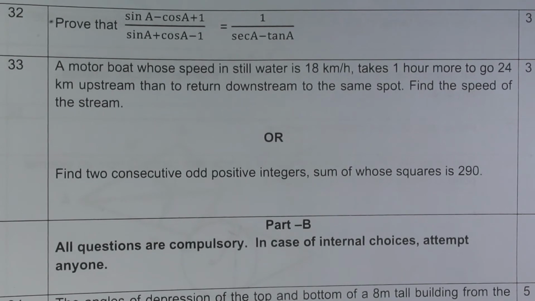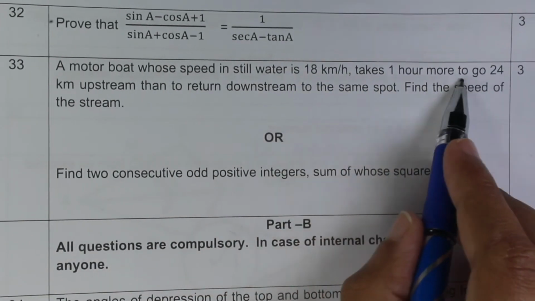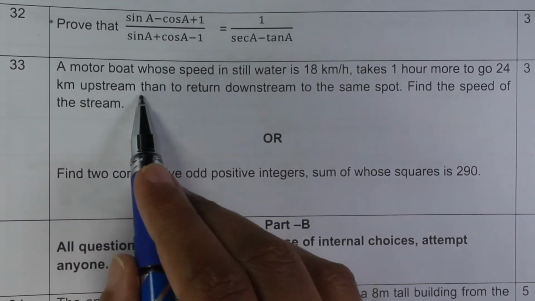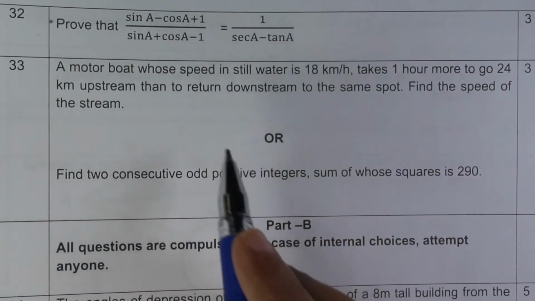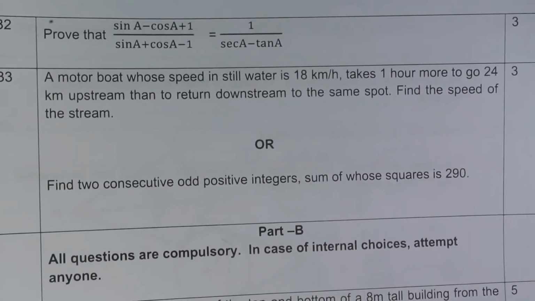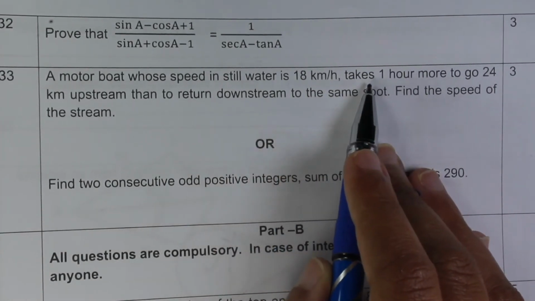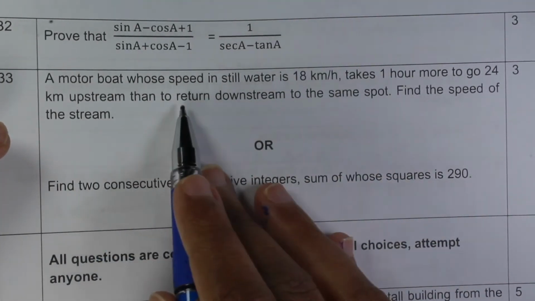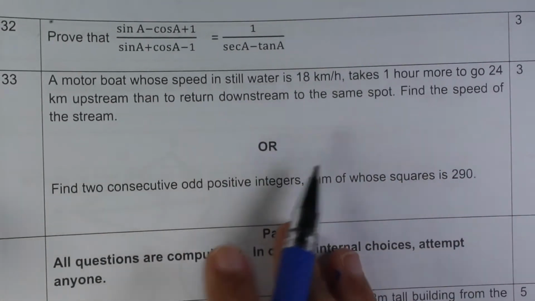A motor boat whose speed in still water is 18 km per hour takes 1 hour more to go 24 km upstream, than to return downstream to the same spot. Find the speed of the stream. So he has given that a motor boat speed in still water is 18 km per hour and it takes 1 hour more to go 24 km upstream, than to return downstream to the same spot. Find the speed of the stream.